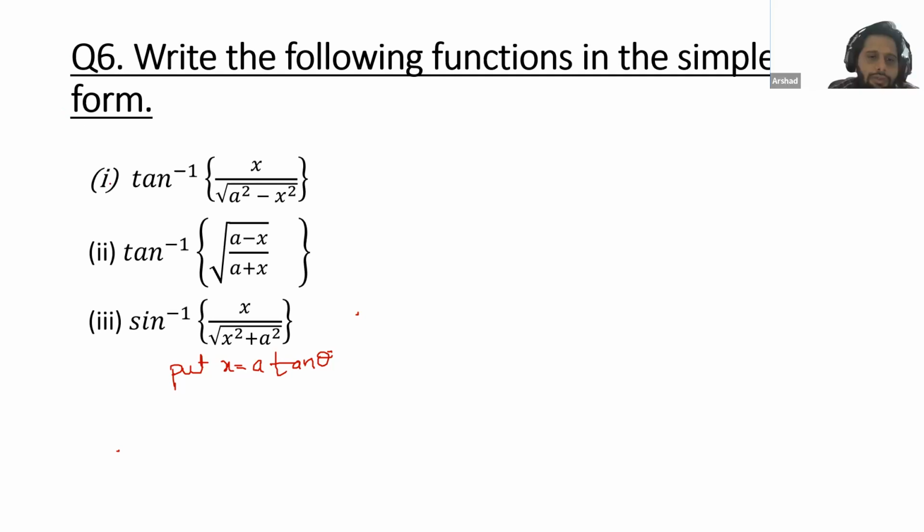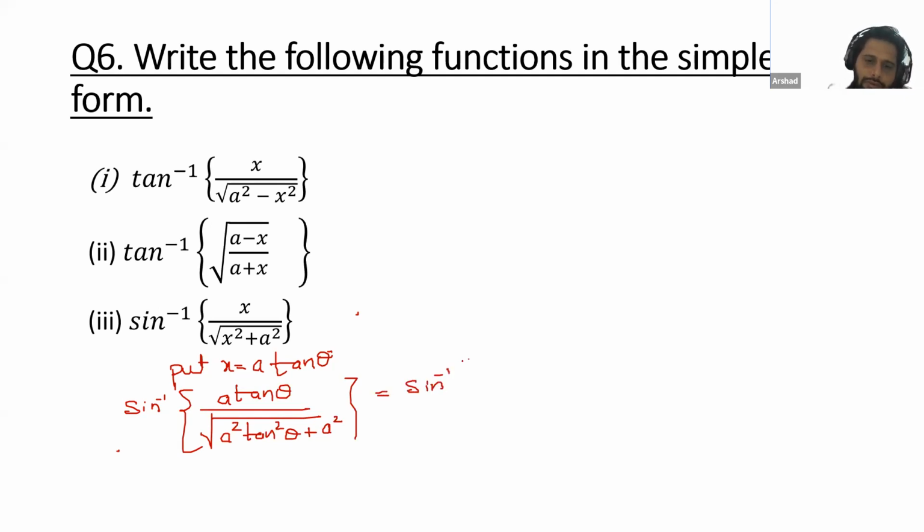Okay, so please check here if anyone has a doubt. Put x is equal to a tan theta. So what you will get here? Sine inverse, x is what? a tan theta. In the denominator, what you will get? x square means a square tan square theta plus a square. So this is equal to sine inverse a tan theta by, here, take out this a square common, 1 plus tan square theta.